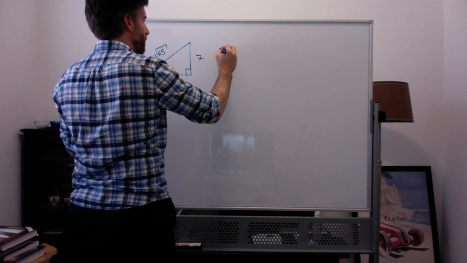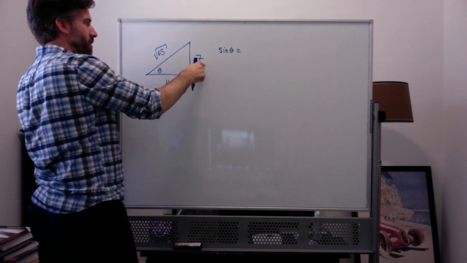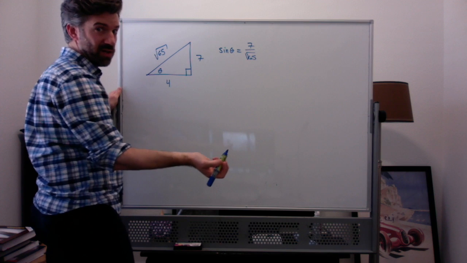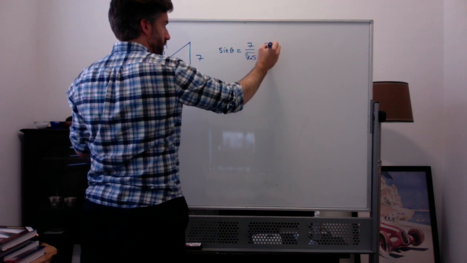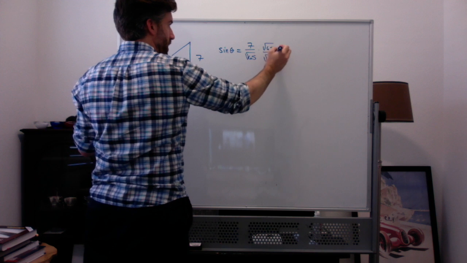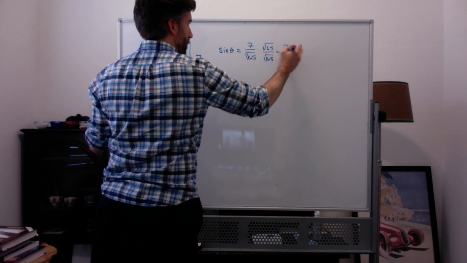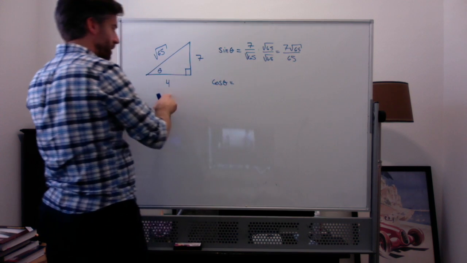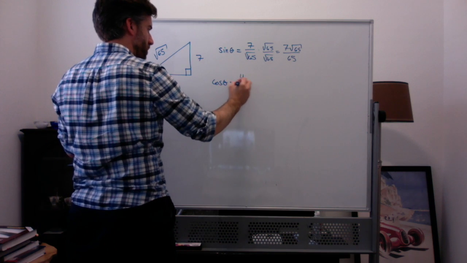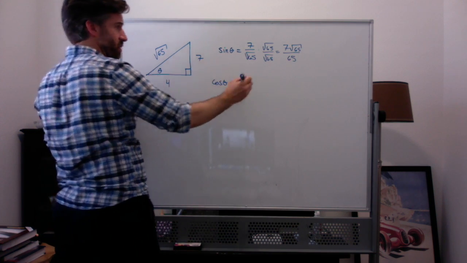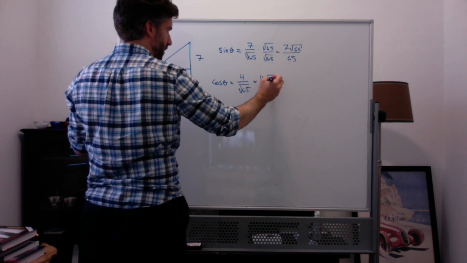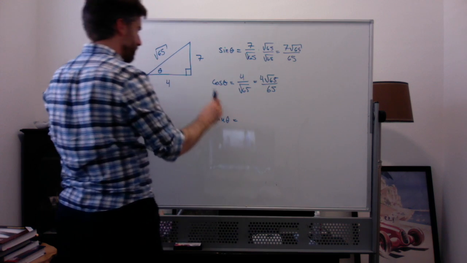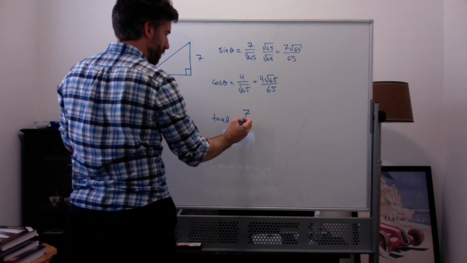So sine of theta is going to be the opposite over the hypotenuse, which is 7 over the square root of 65. And then I think we should rationalize it. So I'm going to multiply by root 65 over root 65 and get 7 times the square root of 65 over 65. Cosine of theta is the adjacent over the hypotenuse, which is 4 over root 65. Multiply by root 65 over root 65 gives us 4 root 65 over 65. And tangent of theta is equal to opposite over adjacent, which is 7 over 4.